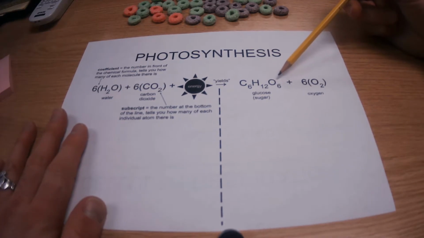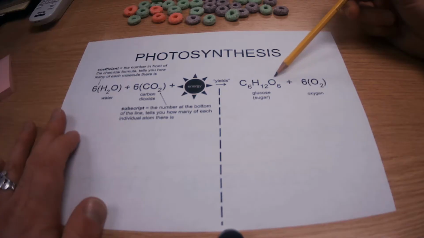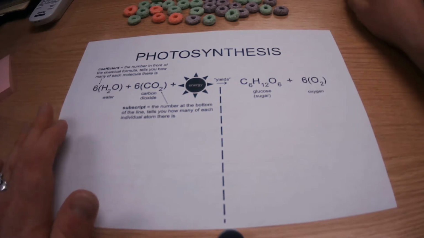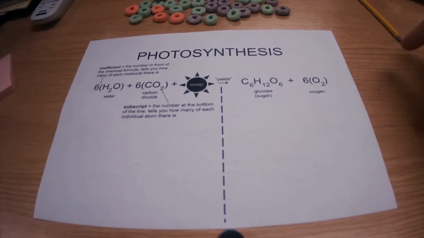C6H12O6. Now, the word sugar is actually a term that kind of covers a big group of different types of carbohydrates. If you remember back to the one video in the stations, they were talking about carbohydrates specifically containing carbon, hydrogen, and oxygen. The term sugar refers to a category of carbohydrates.